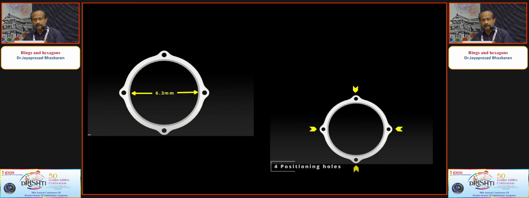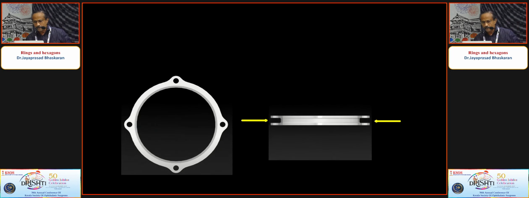It gives you a diameter of 6.3 millimeters inside the overall diameter, and there are four positioning holes where you can use your Sinskey hook to introduce and to remove. And on the sides, it has a groove 360 degrees, so that will engage the pupil all around, so there is no severe stress at any point which will damage the sphincter.